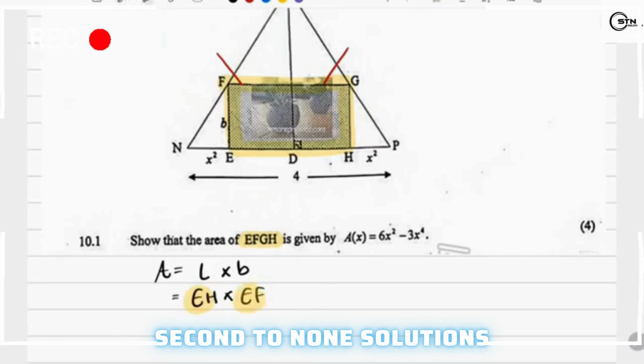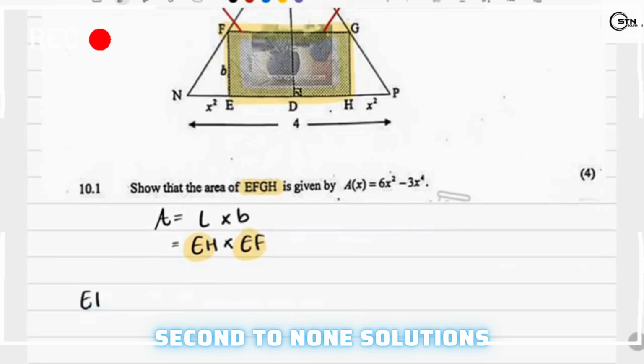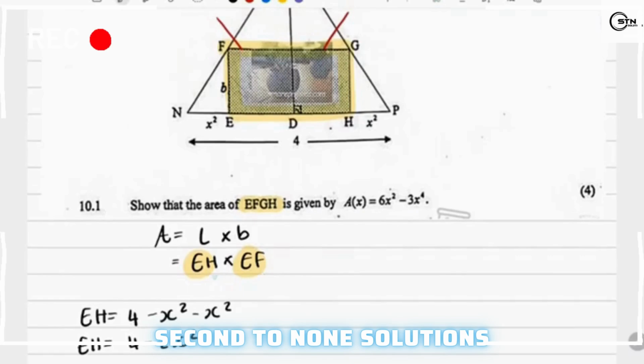So we'll look at that. How do we find EH? That one seems quite simple. They told you this entire thing is 4 units. From here to here is x squared, and from here to here is x squared. The remaining part is EH. So you take the entire 4 units and subtract the x squared and the other x squared. So EH in terms of x is 4 minus 2x squared. Okay, so we have EH, check.